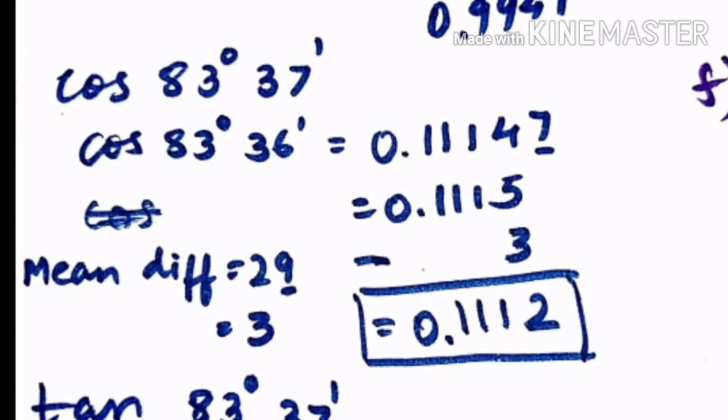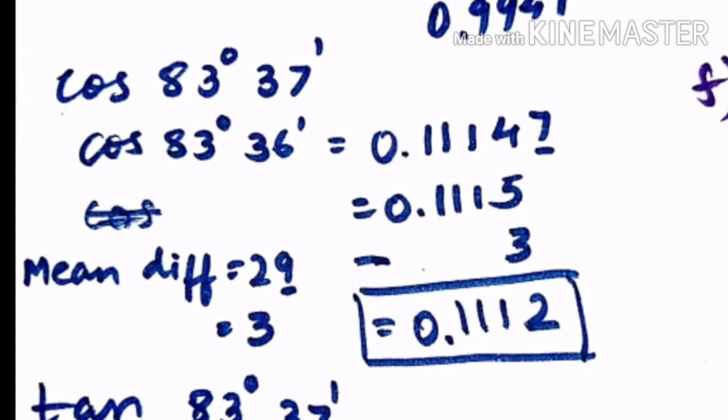Why? Because in sine, as I already explained, the mean difference is to be added. So 0.9938 plus 3, that is the mean difference of 1 to be added. So I get the value 0.9941. Always remember that in sine the mean difference should be added.